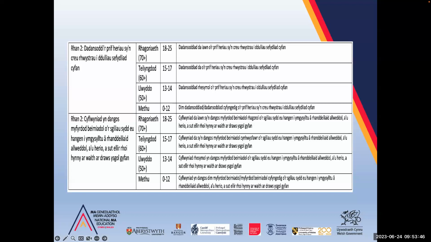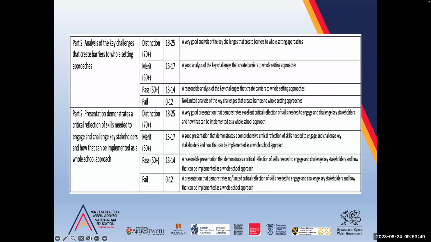And then there are 2 sections in the marking criteria for part 2. So it's the analysis of the key challenges that create barriers to whole setting approaches. So we're looking at how you've analysed that. And then your presentation demonstrates a critical reflection of the skills needed to engage and challenge key stakeholders and how that can be implemented as a whole school approach. So you can see the marking criteria there and how we've separated the marks according to the pass and distinction category. So you've got guidance there. There's 25 marks for both sections.